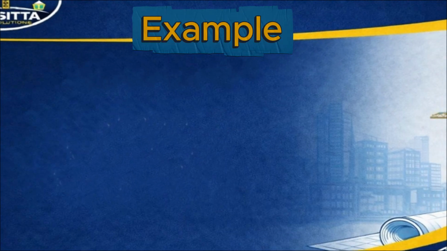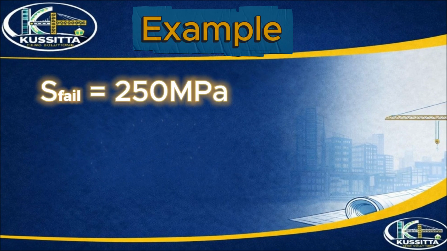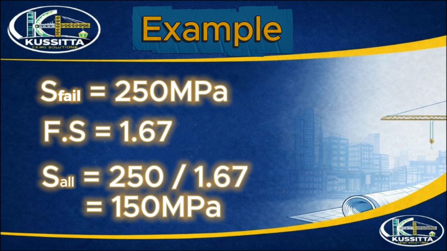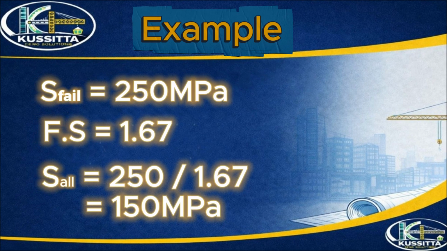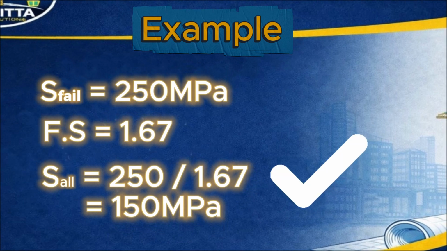For example, if steel yields at 250 megapascal and we use a factor of safety of 1.67, then the allowable stress is about 150 megapascal. As long as the calculated stress is below this value, the design is considered safe.